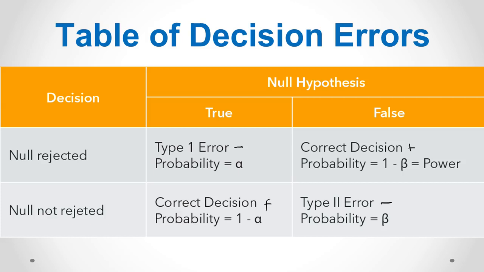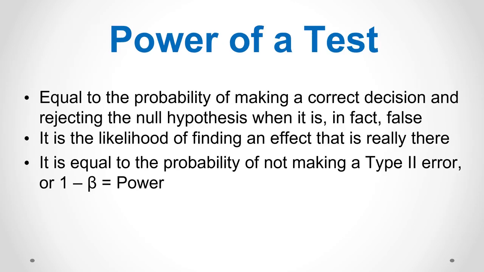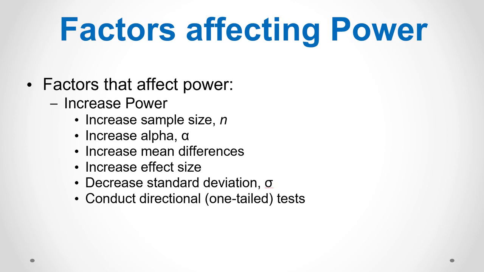What we will be focusing on next is power, which is the probability of correctly rejecting a false null hypothesis. Power is the probability of detecting an effect that truly exists. Power is equal to not making a type 2 error, or 1 minus beta. There are a number of factors that affect power, or the probability of correctly rejecting the null hypothesis. So let's take a look at what factors increase power.